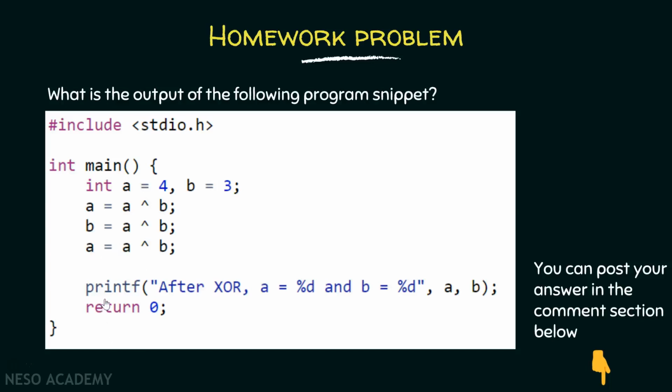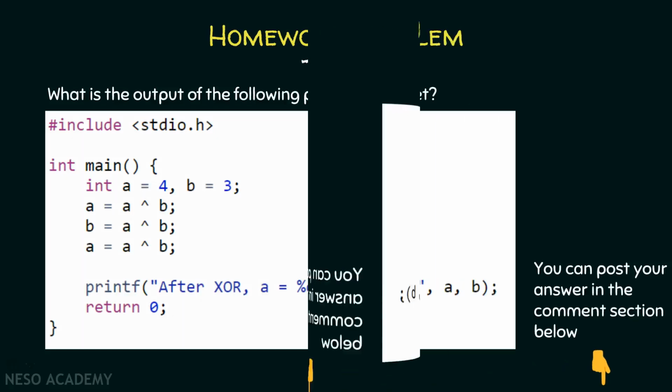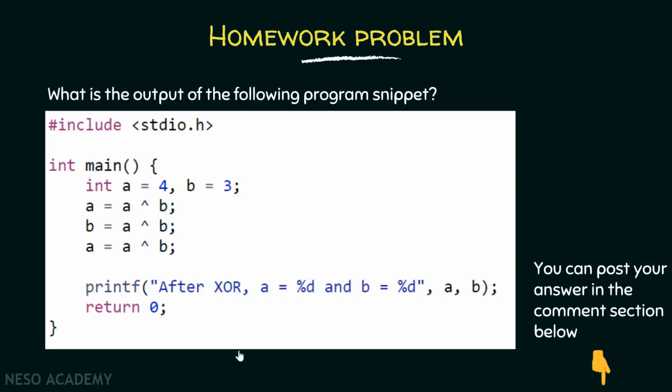And finally, with the help of this printf function, we are trying to print "after XOR A is equals to %d and B is equals to %d". As these are placeholders, they are getting replaced by the values of the variables A and B finally. So here we are trying to print the values of A and B. Now what is the output of this program?